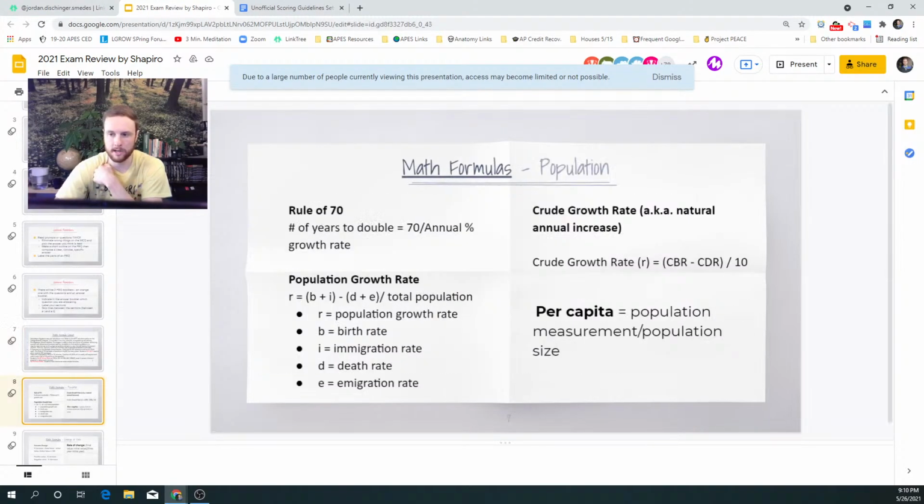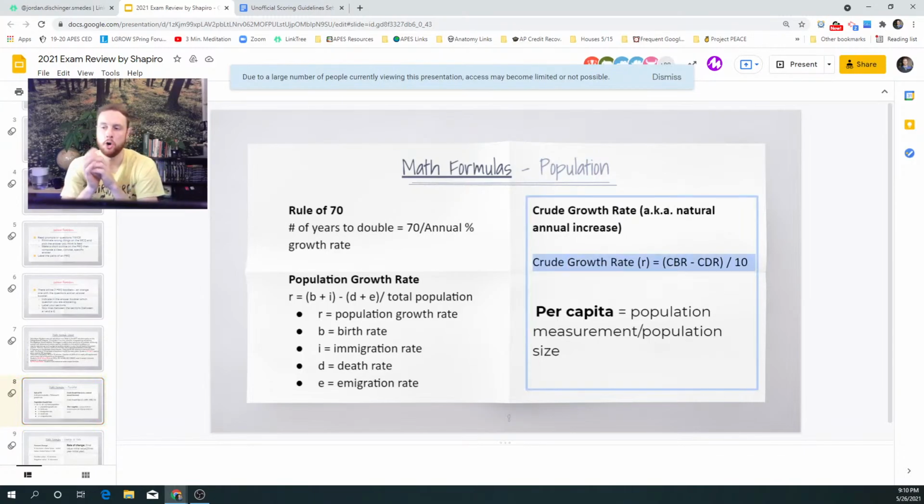Then if you want to look more here are math formulas. So I'm guessing for you guys concerned about math, you've got rule of 70, you've got crude birth rate. This is the more important one. Crude birth rate here. Know how to calculate CBR minus CDR divided by 10. That's going to be the growth rate as a percent. And then you have population per capita. That just means per person.